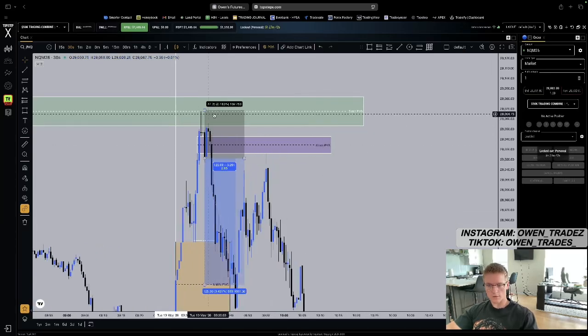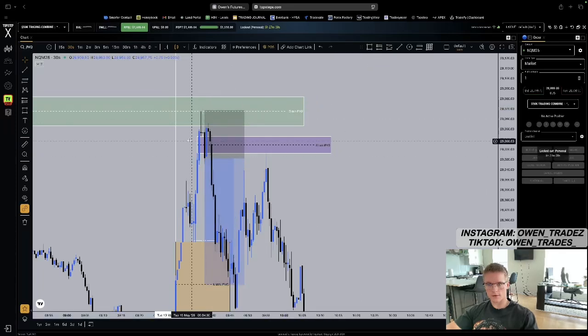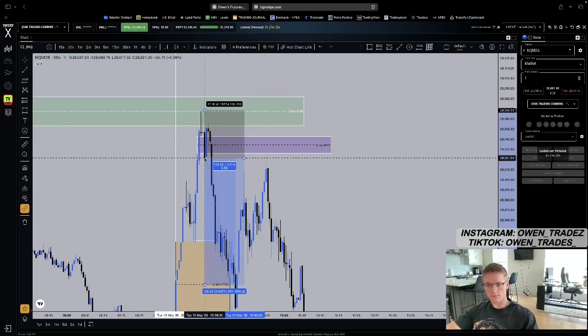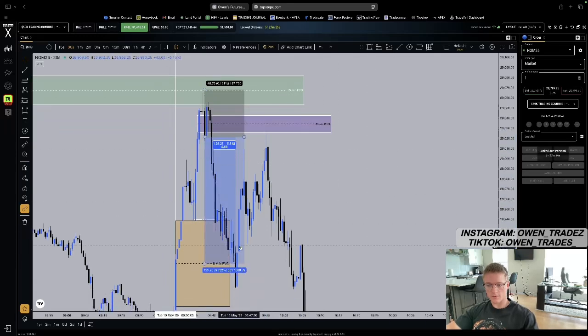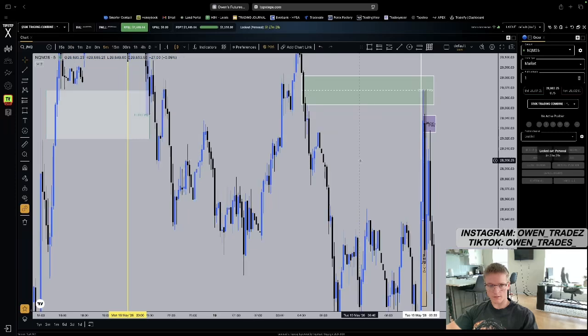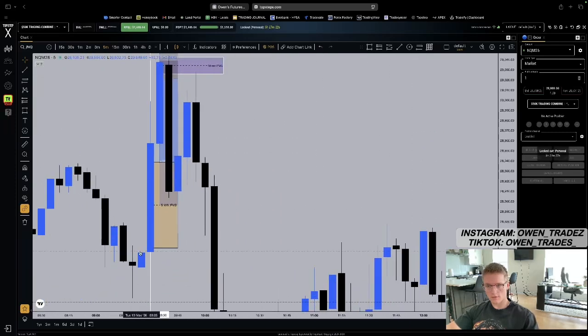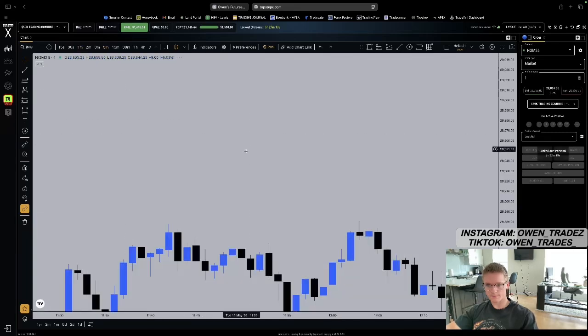30-second, as you can see, we're respecting the midpoint perfectly with this 30-second inverse right here. Form that gap, we flip it on this black candle closure, which is where I entered. Stops above that wick high right there, targeting the midpoint of this 5-minute gap right here. As you can see, 5-minute gap is formed, targeting the midpoint of that.